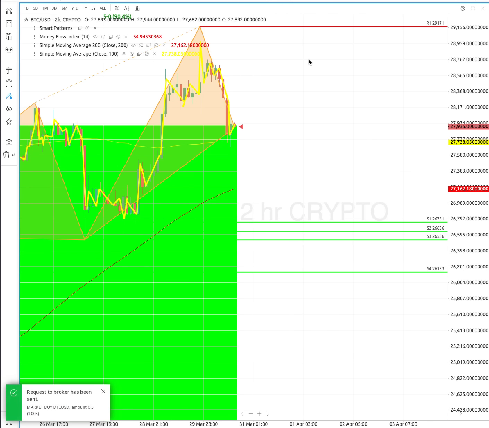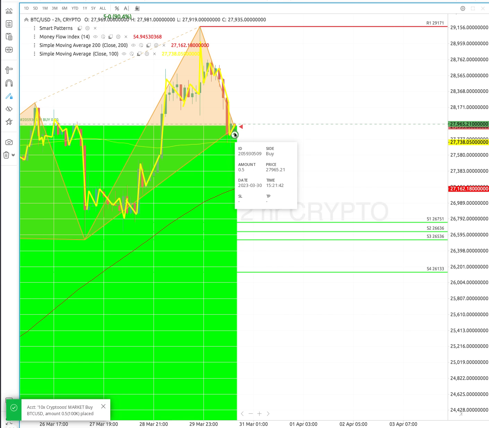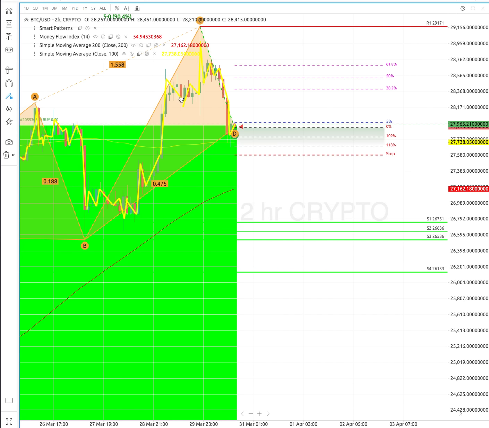So the order is placed. Once the order is placed, we'll see that the broker initiates it, and it's placed. Okay. Now, we definitely want to take out 2 positions; we're not going to do 3 take profits on this move. We're just going to do 2. So we're going to do 38.2, which is going to be our first take profit, and the 50%. So we're going to take our first profit at 28,368. Then we're going to take our next profit at 28,565.